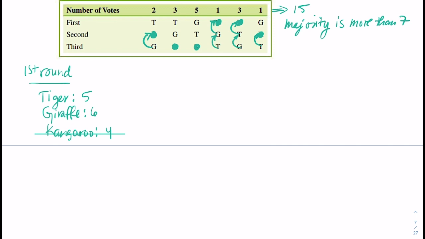If it's hard to visualize that, you can rewrite the preference table, and it's going to look something like this. It's going to be T and G, and keep in mind you've got first and second place. And then this is T and G. This is GT. This is going to be GT, TG, and then GT. Okay, so this is your new preference table.